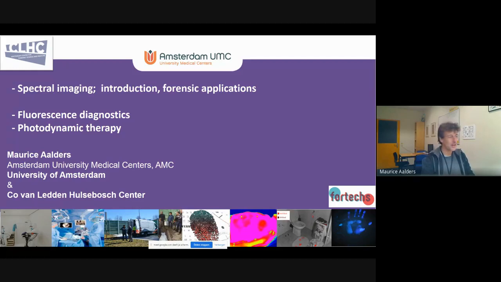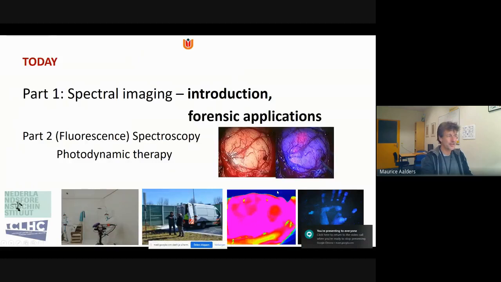I'm Maurice Aalders. I'm working here at the same department as Dirk. My chair is forensic biophysics here at the AMC. I'm also directing the Covalent Center, which is the Netherlands Center for Forensic Science and Medicine. In that center, we're organizing all the academic research that's currently being done in the Netherlands, together with the NFI and the National Police. Sjoerd has doubled, two Sjoerds in the image. Welcome, Sjoerd. So I'll just start with the introduction.